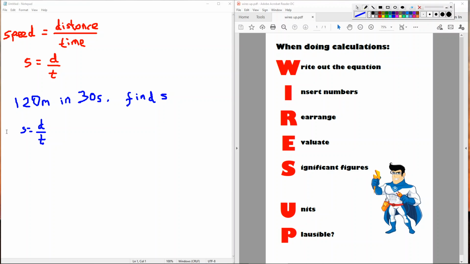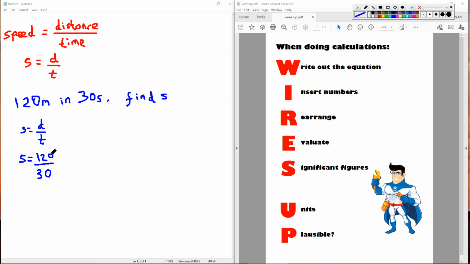I, we insert the numbers. So what do we got? S is what we're finding. So the S goes underneath there. The equal sign lines up on the line underneath like that. The equal signs line up. D, we've got a distance of 120 meters. And T, time is 30 seconds. So we put that in there. The equation already says S equals, we're trying to find S, so we don't need to rearrange it.